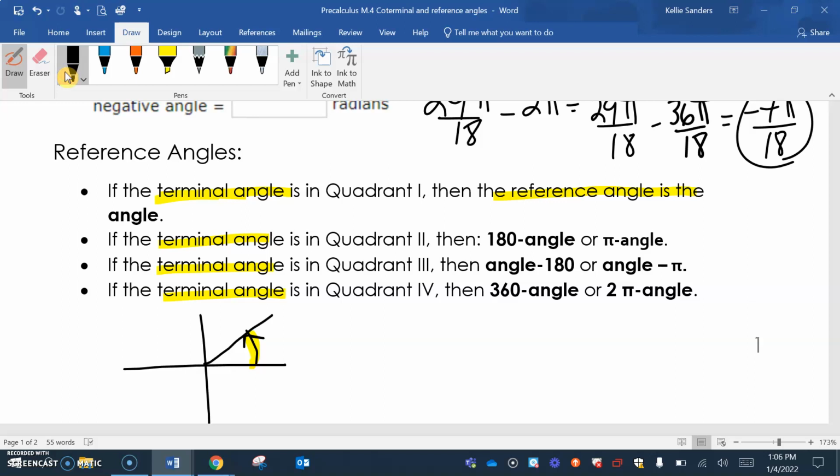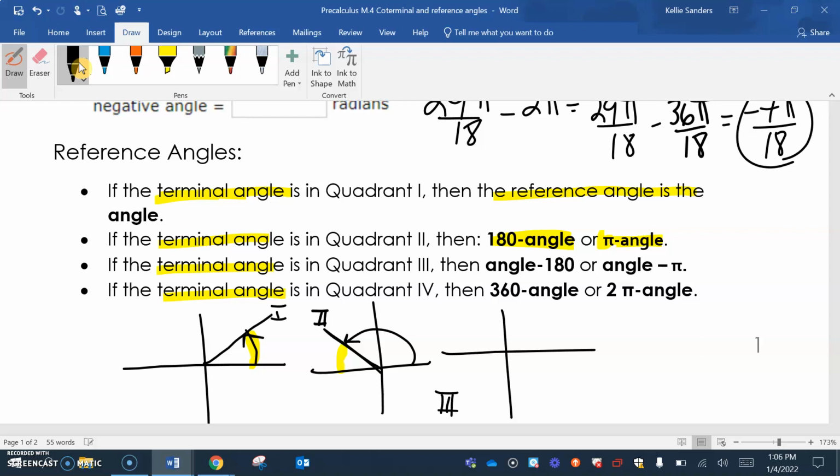So this is in quadrant 1. If we end up in quadrant 2, the reference angle is what's left. So we're going to take the 180, or the pi, and subtract the angle that it gives us.